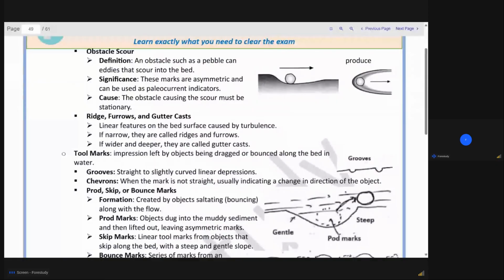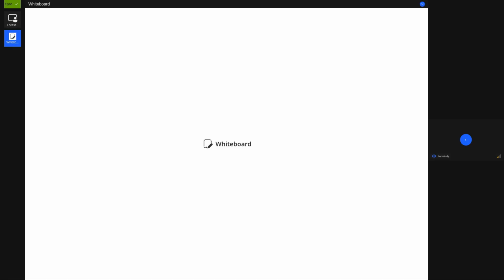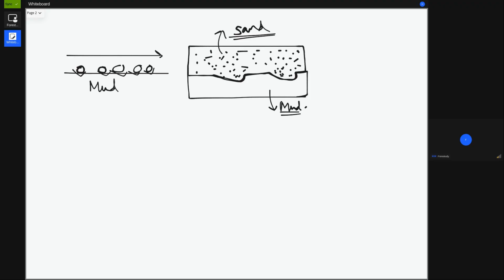Then we have ridges, furrows, and gutter casts. These are linear features on the bed surface caused by turbulence. If narrow, they are called ridges and furrows. If wider and deeper, they are called gutter casts. So a gutter cast will look like this. These are similar to ridges, but wider.